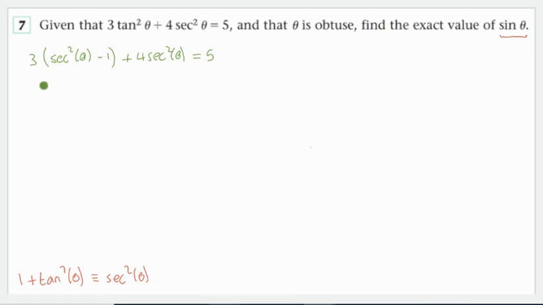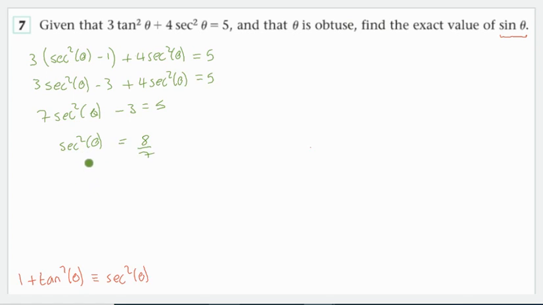equals 5. Then I expand the bracket, I get 3 sec squared theta minus 3 plus 4 sec squared theta equals 5. Simplifying, that is 7 sec squared theta minus 3 equals 5. Adding 3 to both sides and dividing by 7, I get sec squared theta is equal to 8/7.